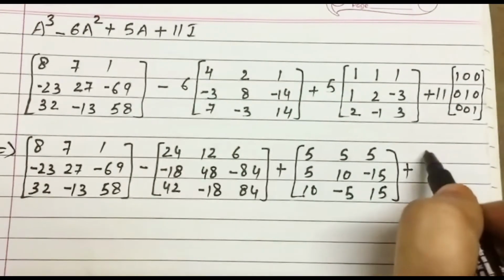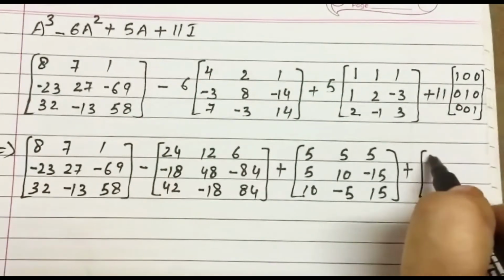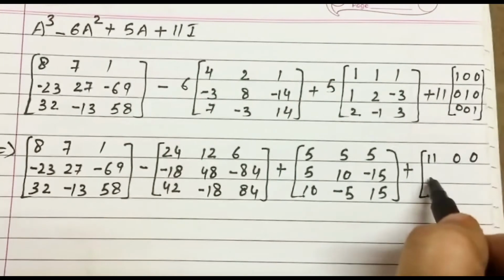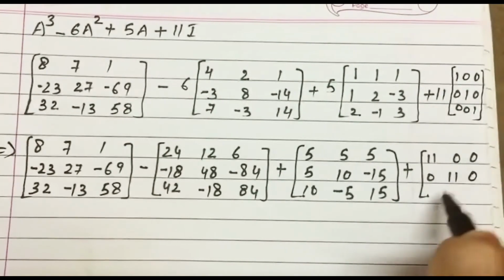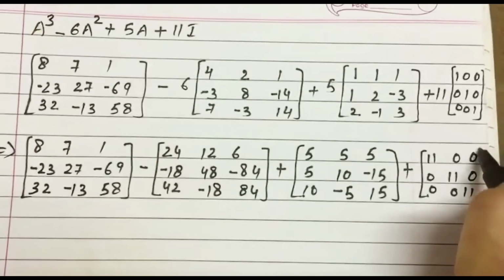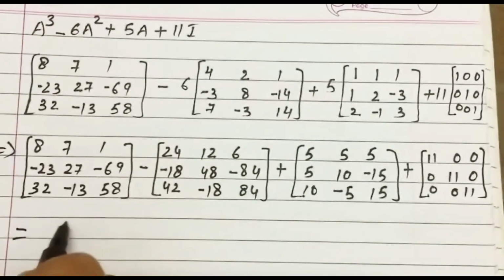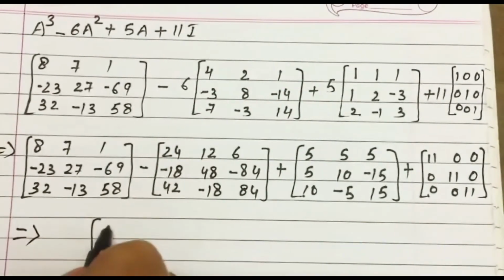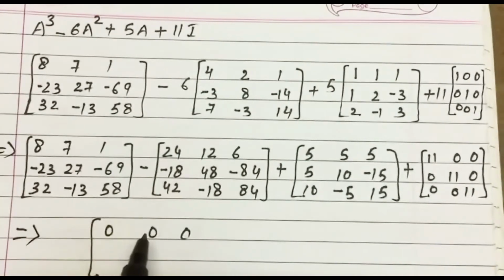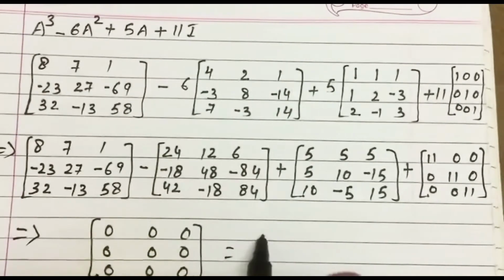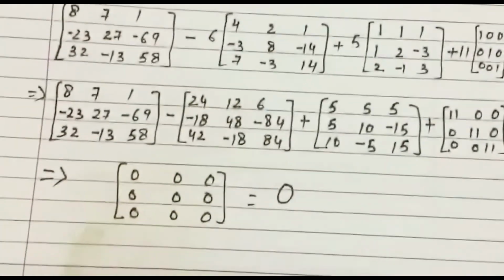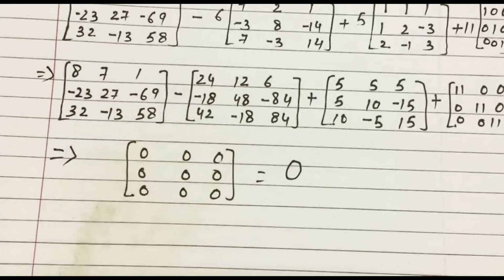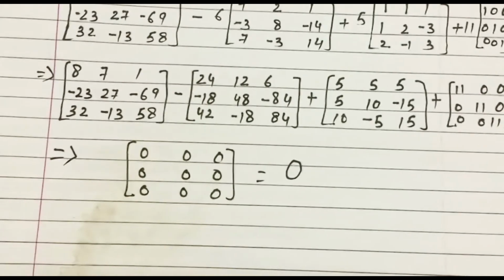Okay, same as here, multiply with 11. So it's 11, 0, 0. Here 0, 11, 0. It's 0, 0, 11. And now solve. You will get the 0, 0, 0. Okay, and all elements will be 0. So it is the zero matrix. Okay, hence proved.